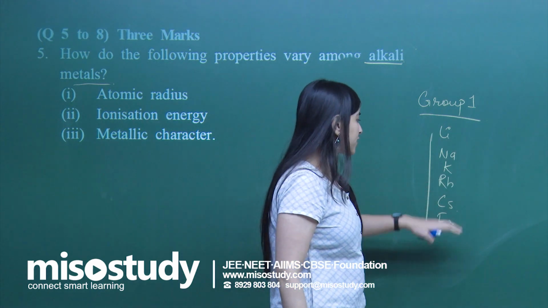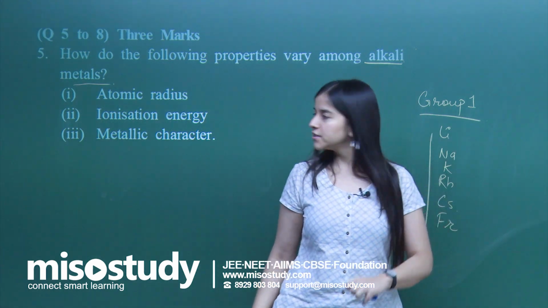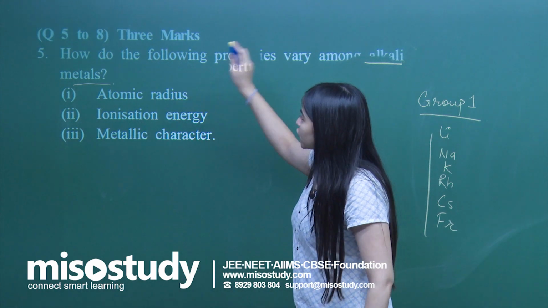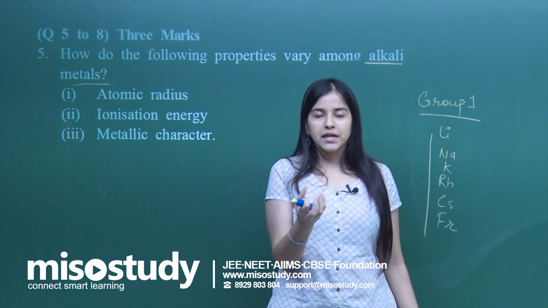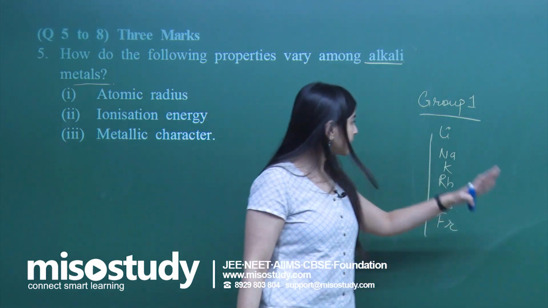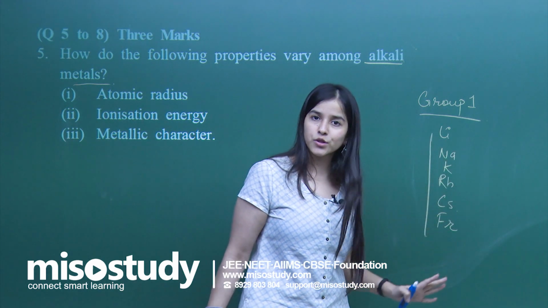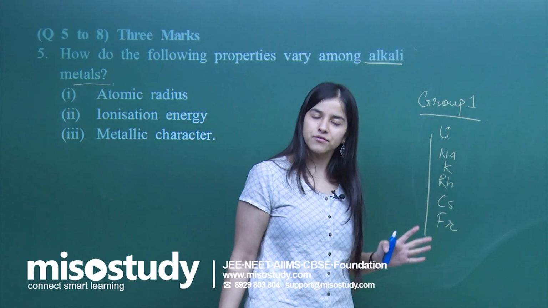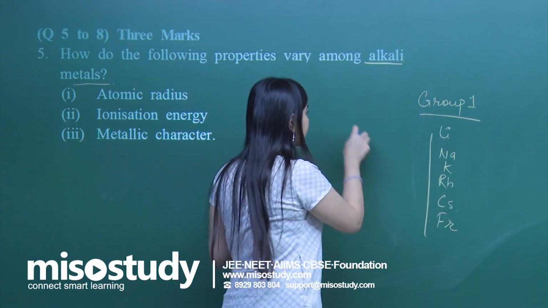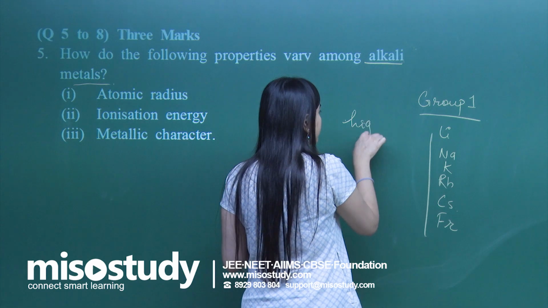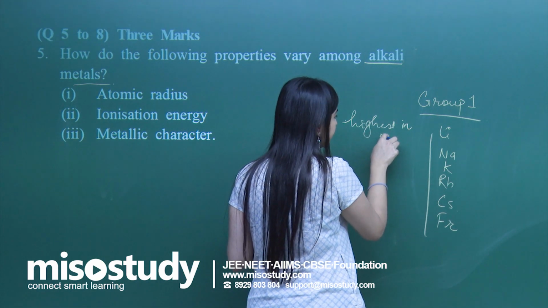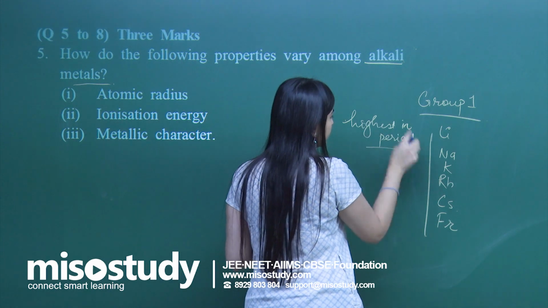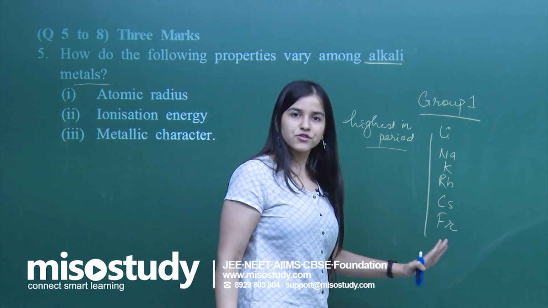Lithium, sodium, potassium, rubidium, cesium and francium. Fine. Atomic radius. Now, how do you account for these atomic radii? Since it is group 1, the very first series, it will be having the highest atomic radii in the period, fine. These are having the highest atomic radii in the period.